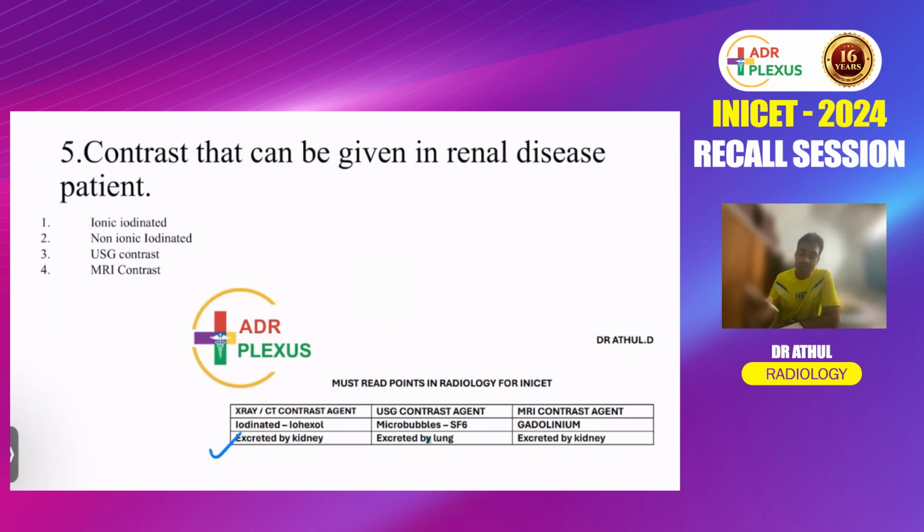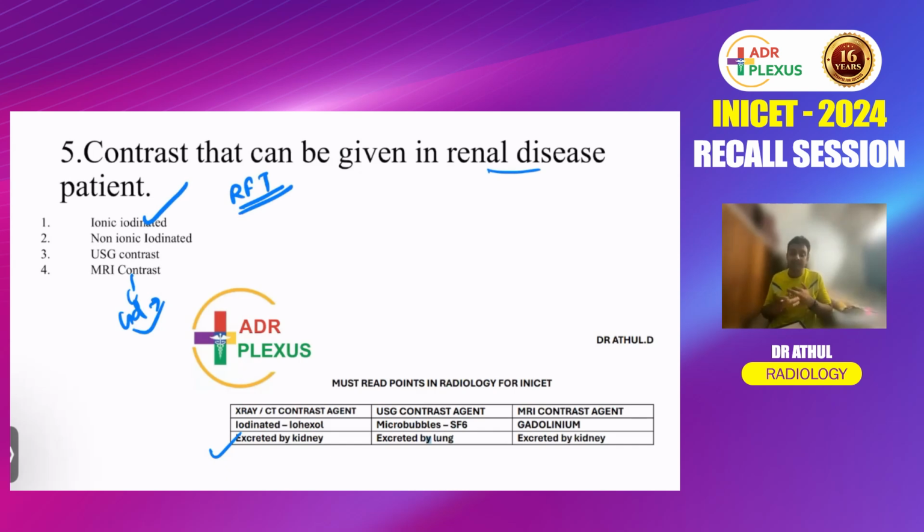Okay, now the contrast that can be given in a renal disease patient. The examiner is asking you which contrast agent is renal safe. So you have to understand that whether you are doing an X-ray, IVU or whatever contrast investigation, including iodinated contrast or any CT investigation involving iodinated contrast, we have to look for the renal function test of the patient. Similarly, when you are giving gadolinium, you also have to check the renal function test. Because all these contrast agents are excreted through the renal route.